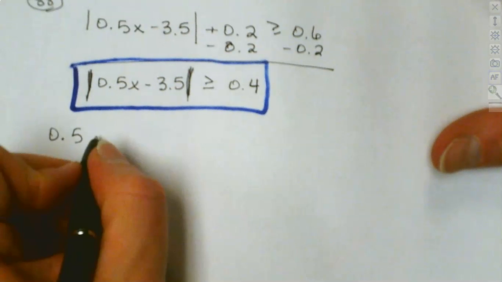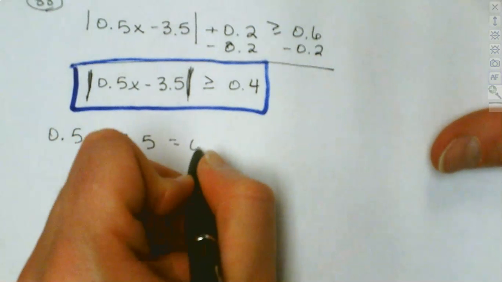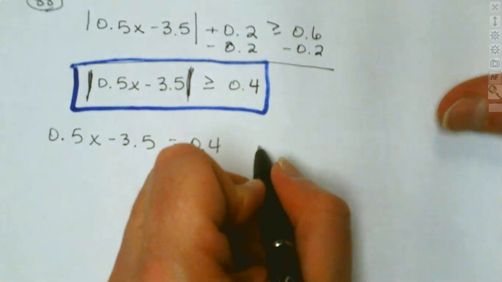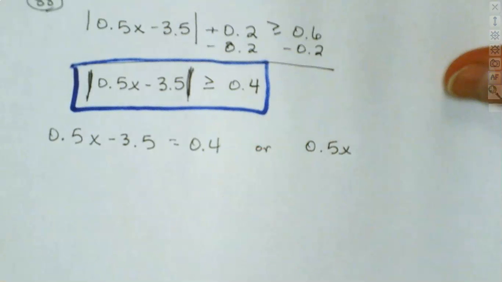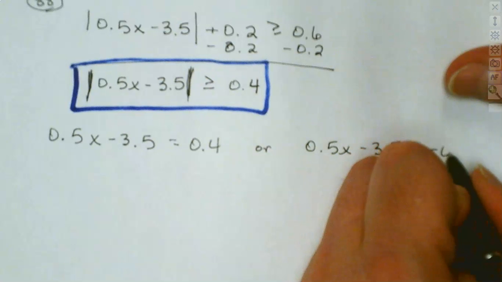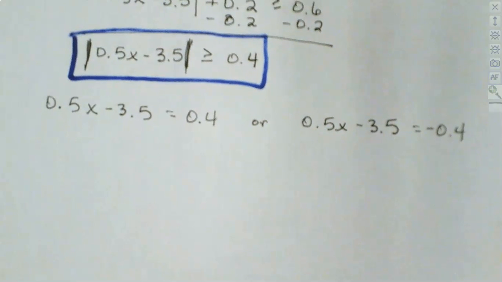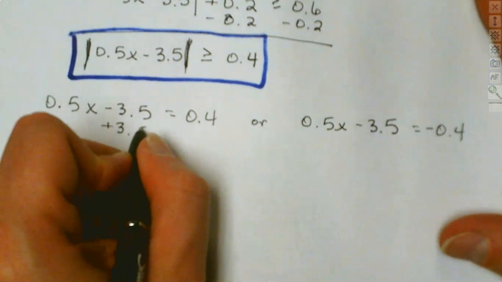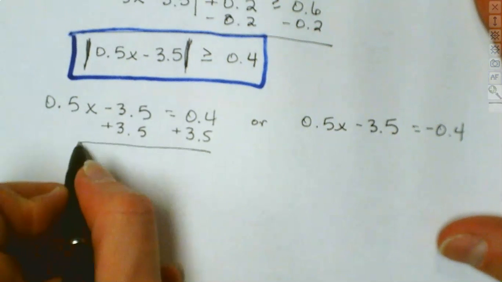Well, it's 0.5x minus 3.5 equals 0.4. Or, what's our other one? 0.5x minus 3.5 equals a minus 0.4. So we now have our two equations. Move them over and solve. So add that 3.5. Use the calculator if you need to.